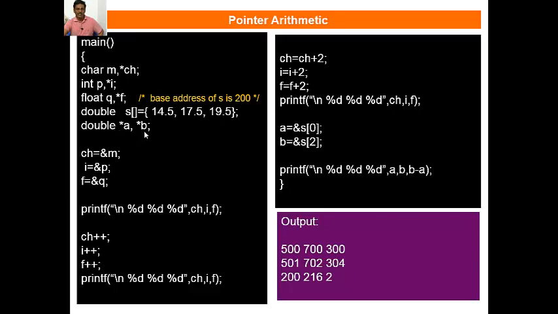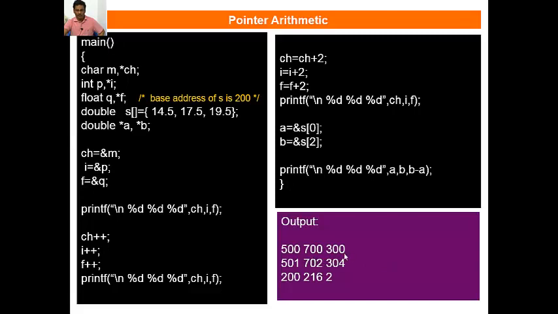Double star a comma star b. ch equal to &m, i equal to &p, f equal to &q. So ch is a character pointer variable, i is an integer pointer variable, f is a float pointer variable. The address of a character variable is assigned to the character pointer variable, and the address of an integer variable is assigned to i. Then printf %d for ch, i, f displays the address of m, the address of p, and the address of q.